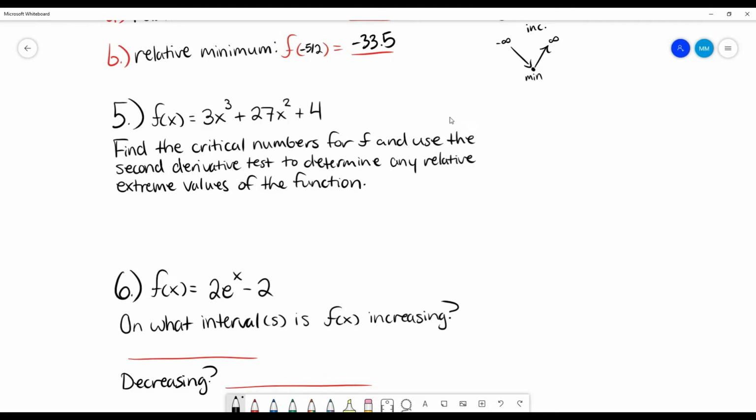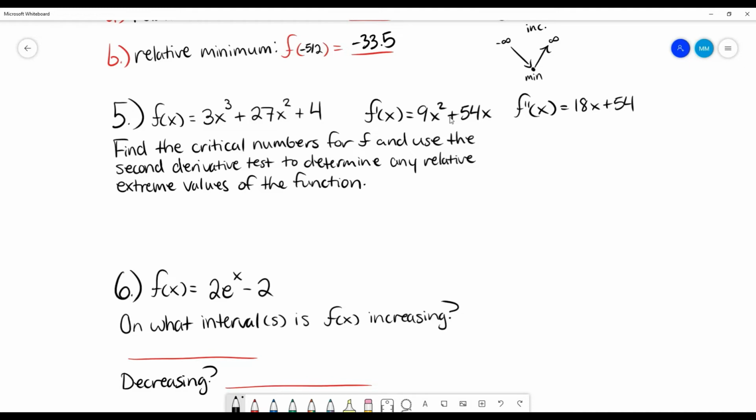So we want to find any critical numbers and figure out our relative minimums and maximums if they exist. So take that first derivative, that's going to be 9x squared plus 54x, and then I'm going to go ahead and take my second derivative since I know we're going to use it. That's going to be 18x plus 54.